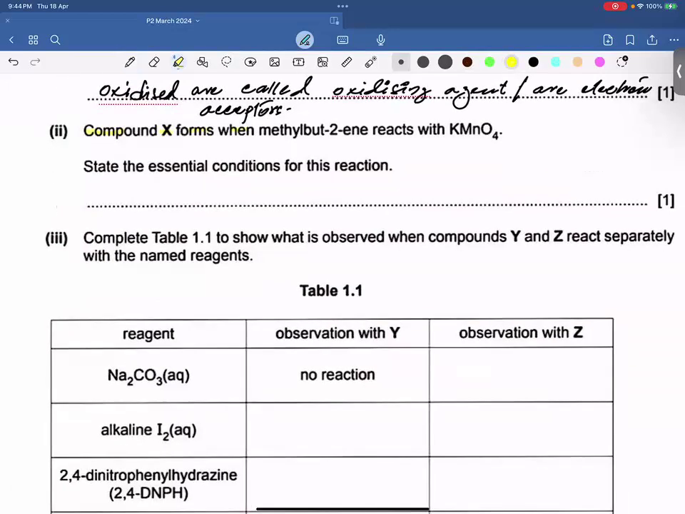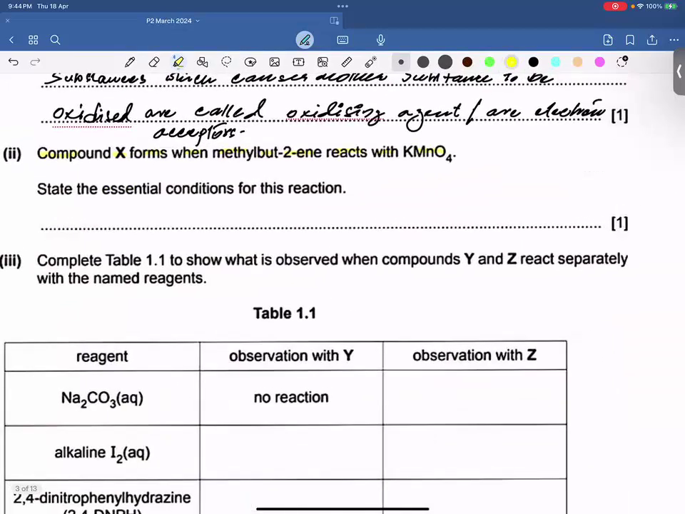Compound X forms when methyl butene reacts with KMnO4. First of all, I need to find the structure of methyl butene. So we have 1, 2, 3, 4 carbon atoms because it has butene. But means we have 4 carbons. 2-ene means that the second carbon has a double bond. Then methyl indicates that the second carbon has a CH3 group as well. So that's the structure of 2-methylbutene.